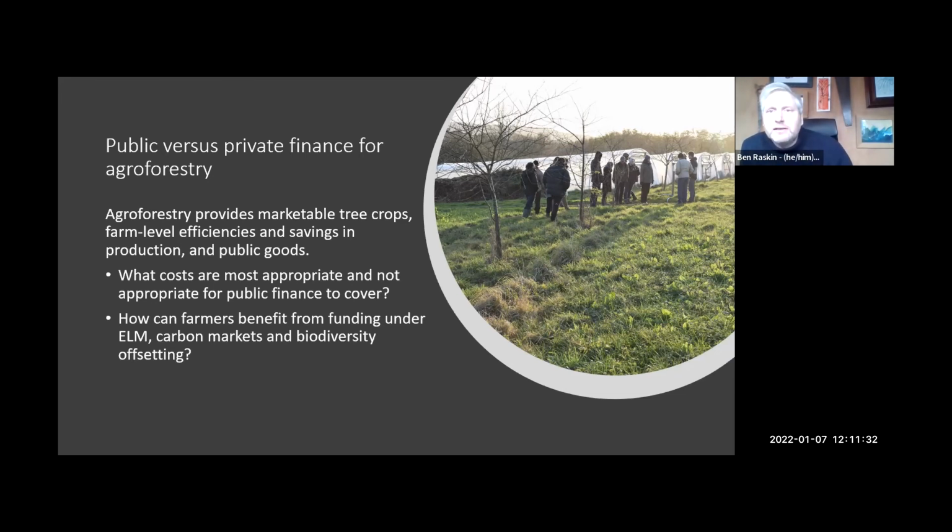So alongside the ELM process in England, there's this explosion of carbon and biodiversity offsetting opportunities. Should this replace government funding or sit alongside it is sort of the question, I guess. Or how can the two complement each other to really push that uptake of agroforestry in England?